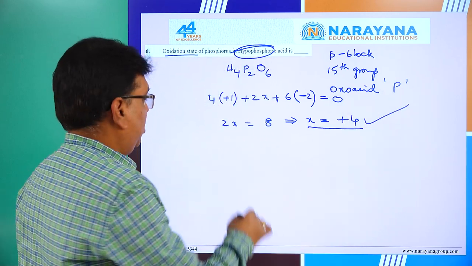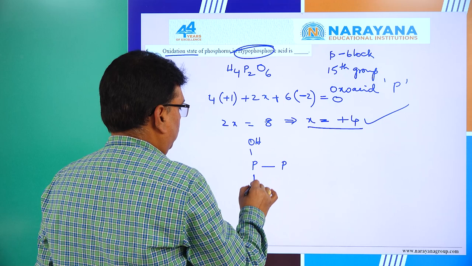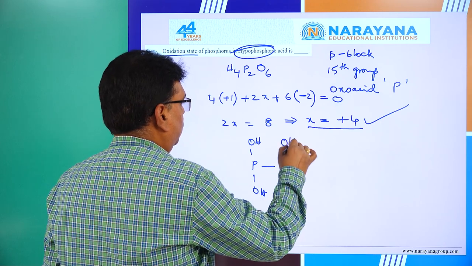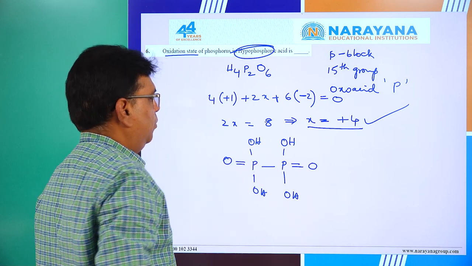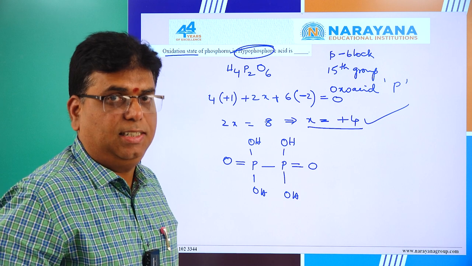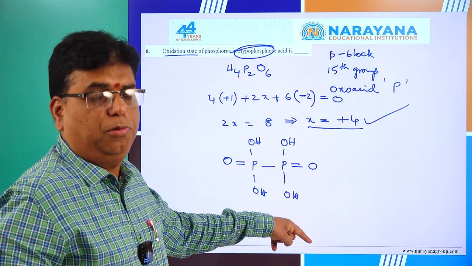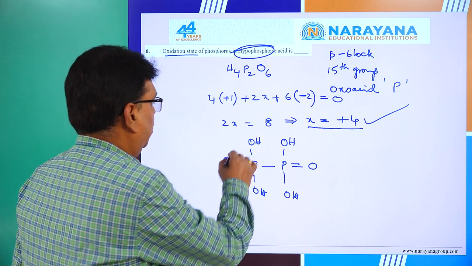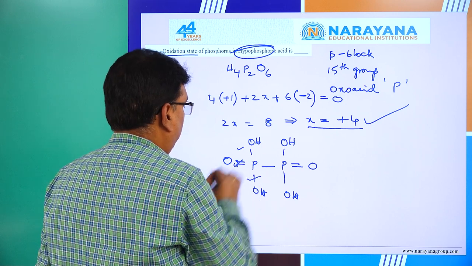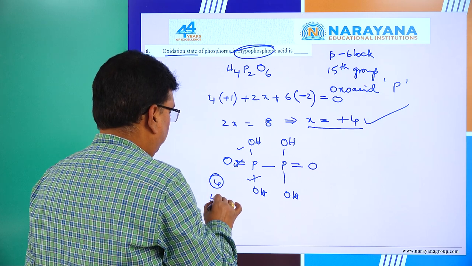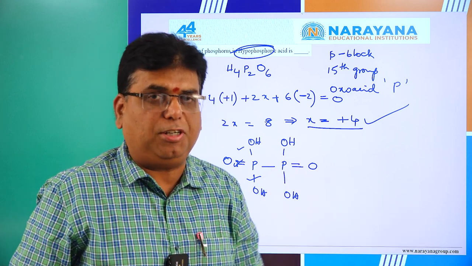This is your answer. Structure wise, if you see, how many bonds does each phosphorus have? 5 bonds. The P-P bond is common for both. If you remove that, how many other bonds does it form? 1, 2, 3 and 4, including the double bond. So a total of 4 bonds. These 4 bonds are nothing but its oxidation state, like that also. That is the bonding parameter type.